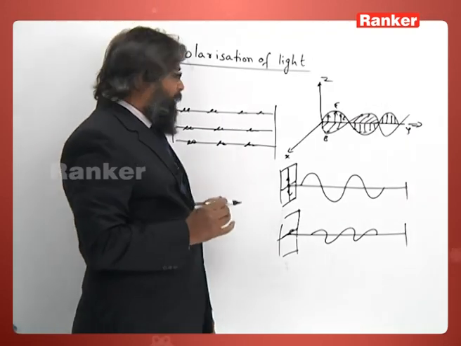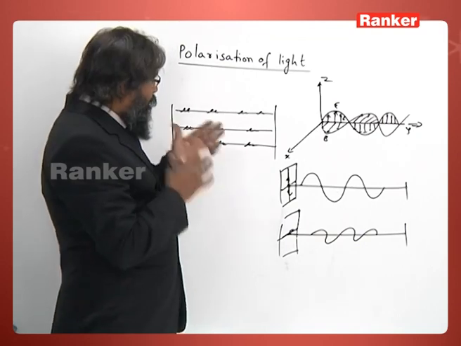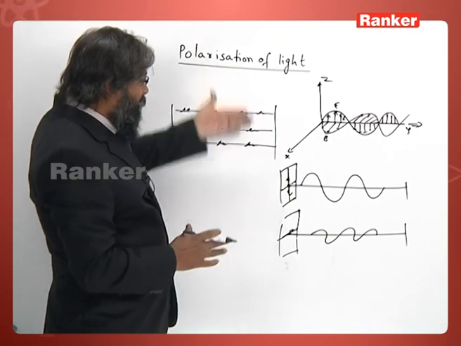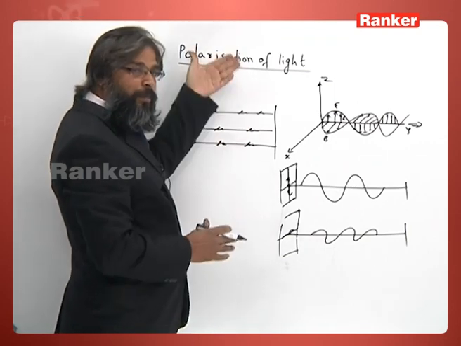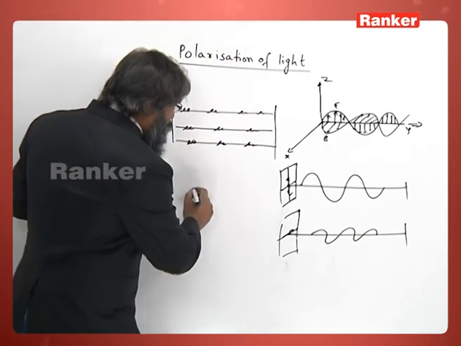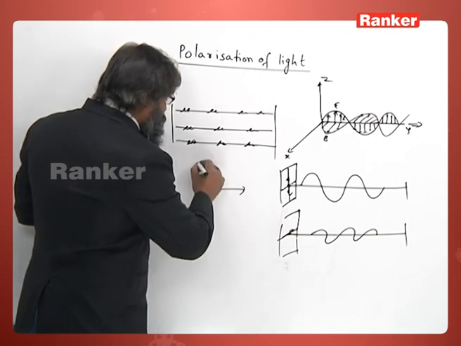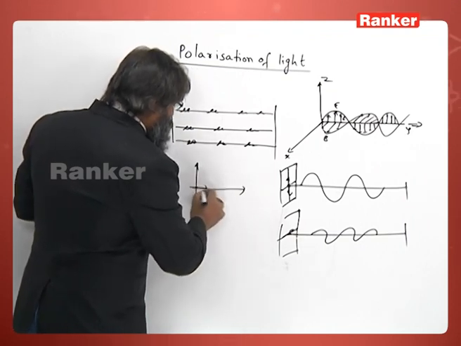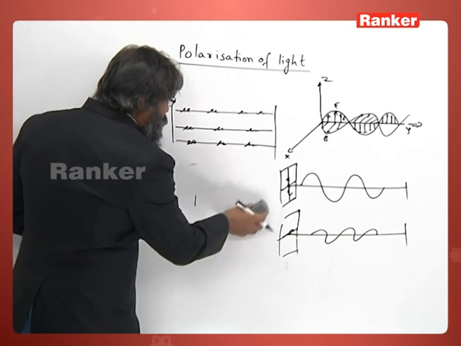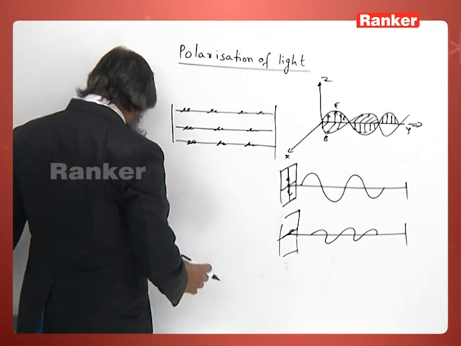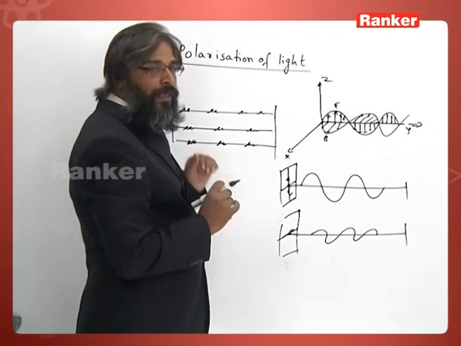Whereas in longitudinal waves, the things are confined within this plane. So the wave goes this way and the particles oscillate along this way. So longitudinal waves cannot be polarized, whereas transverse waves can be polarized. This is the important point.